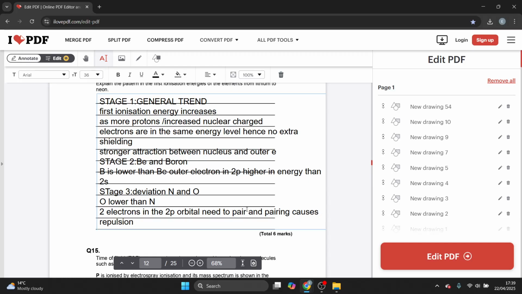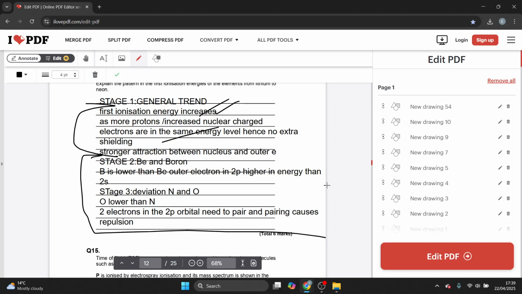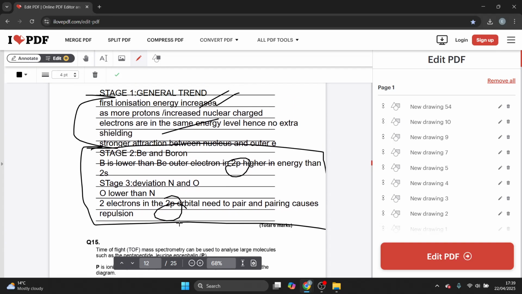So one piece of advice I'll give you: the general trend, you have to know what you're doing. And then this part, I would just learn a couple of examples, or the day before the exam, have a quick look at some examples of deviations, beryllium or boron. And remember, be explicit. Which orbital? The 2p orbital.